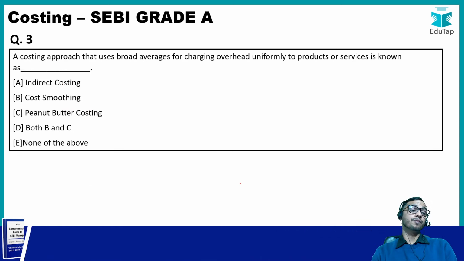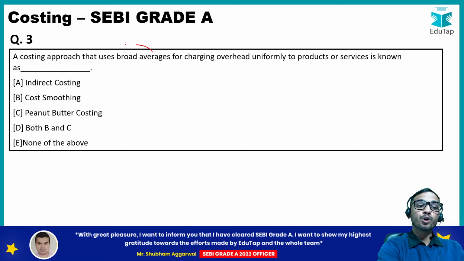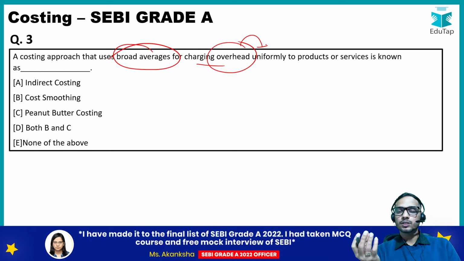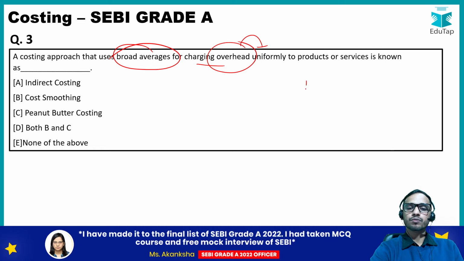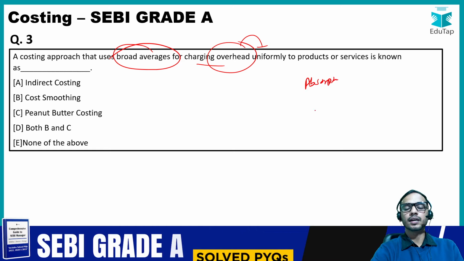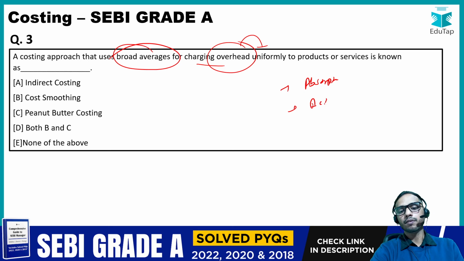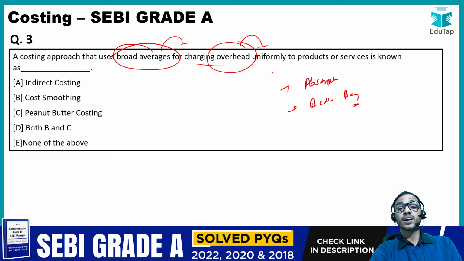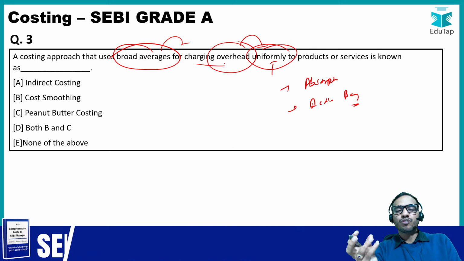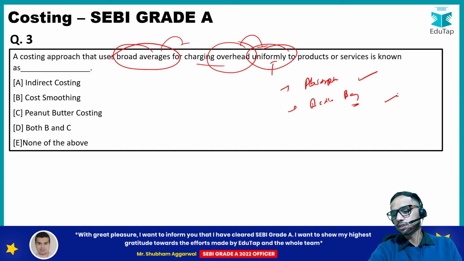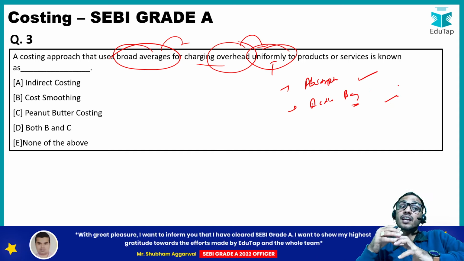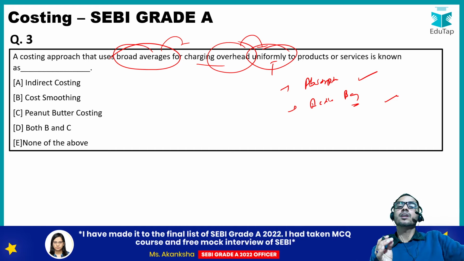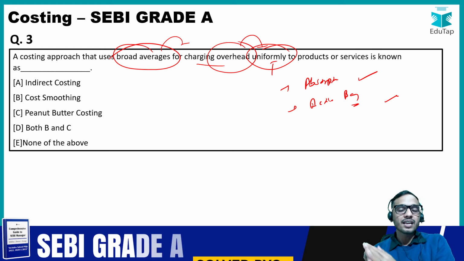So the third question we have is: a costing approach that uses broad averages for charging overhead uniformly. So we have basically two approaches to charge overhead, right? The first one we discussed is absorption, and the other one is activity based costing. It says broad averages for charging overhead uniformly. Okay, so do we charge uniformly in absorption costing or activity based costing? In activity based costing, we charge as per the activities involved in a particular product. That is more logical. But when we charge uniformly over products or services, that is known as absorption costing, right?